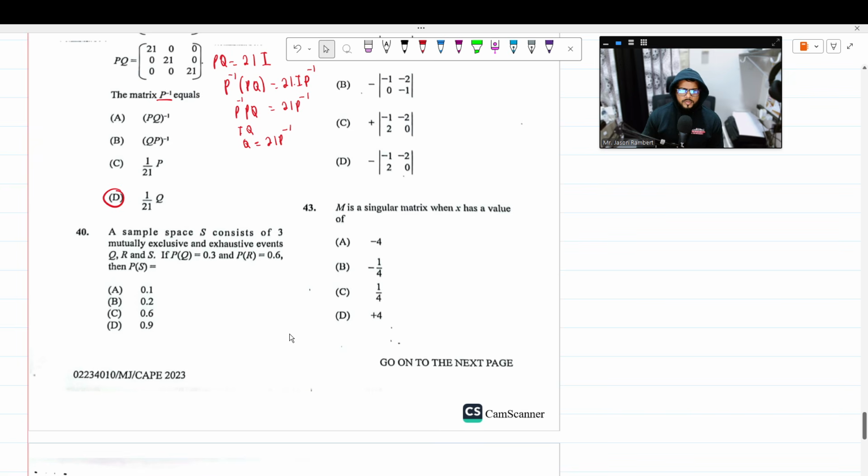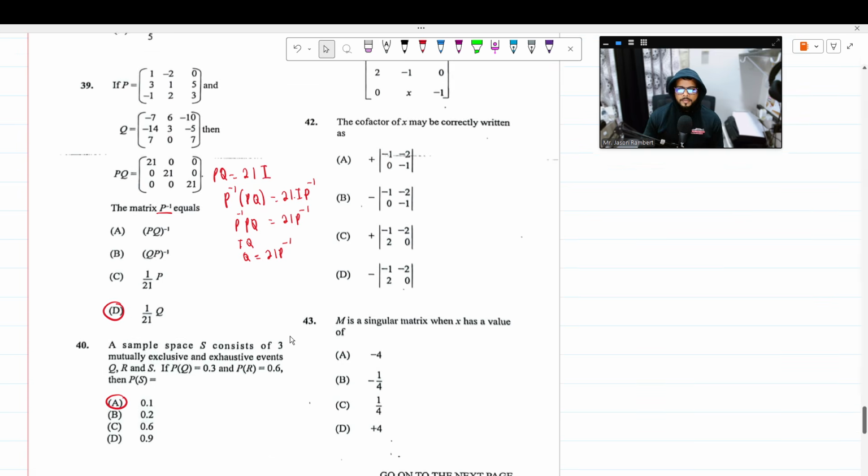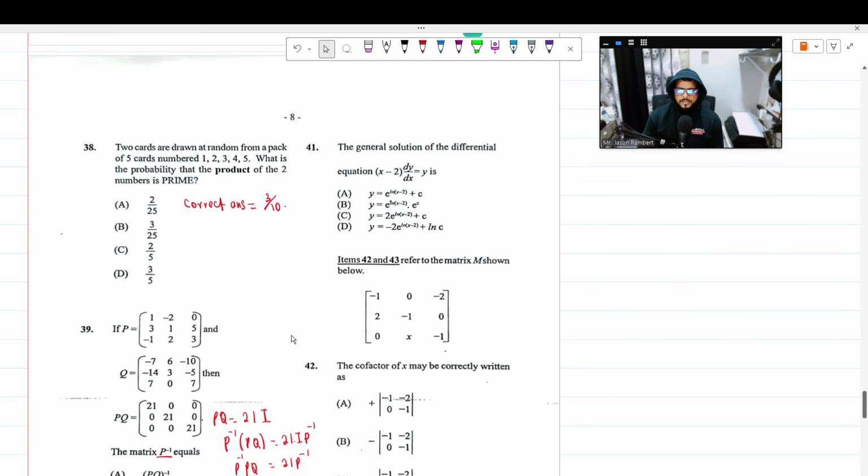A sample space S consists of 3 mutually exclusive events. This is a repeat question. 0.3, 0.6, and 0.1 will give me 1. This is also a lie. It's not a repeat. The general solution, this is a variables separable equation.